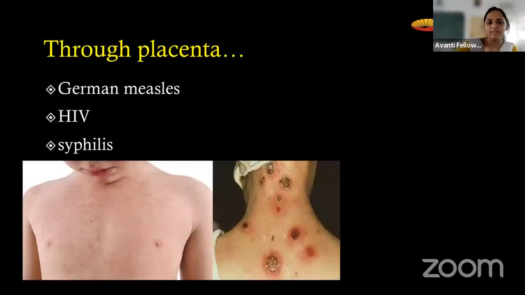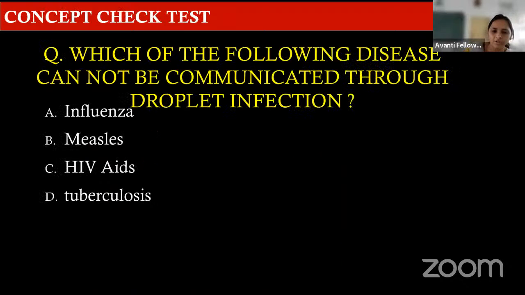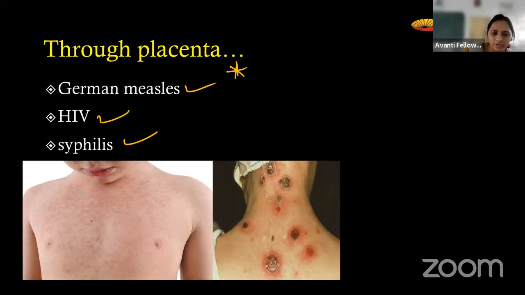Okay, fine. So let us go to through placenta. Through placenta you are going to get German measles, HIV, and syphilis. Students, it is very important. Remember that through the placenta you are going to get German measles, HIV, AIDS, and syphilis. Syphilis is also going to be gotten through sexual contact. From sexual contact, you are going to get syphilis and gonorrhea also.